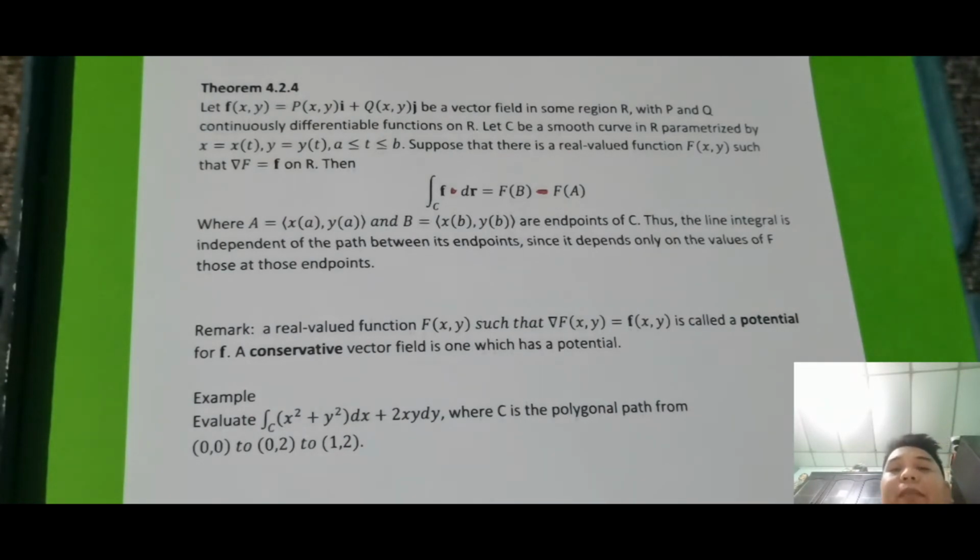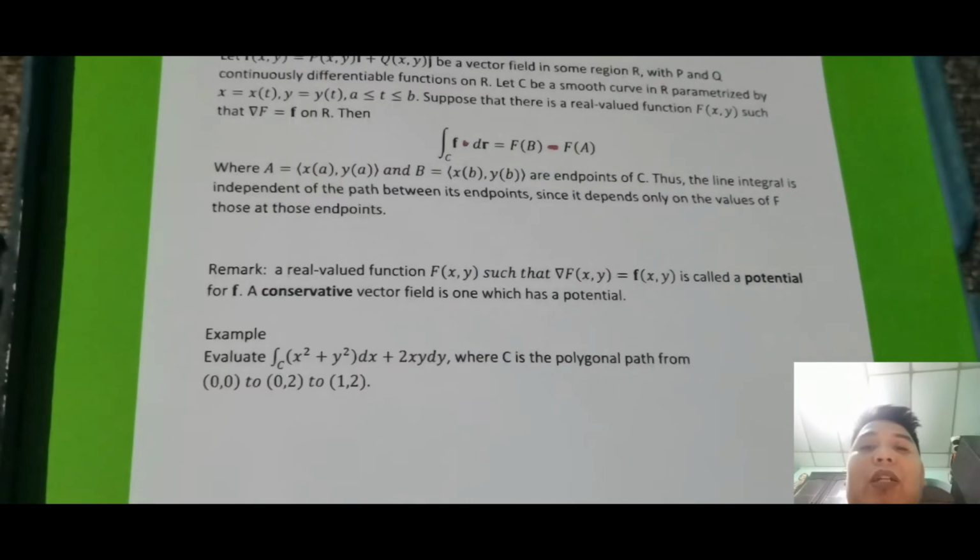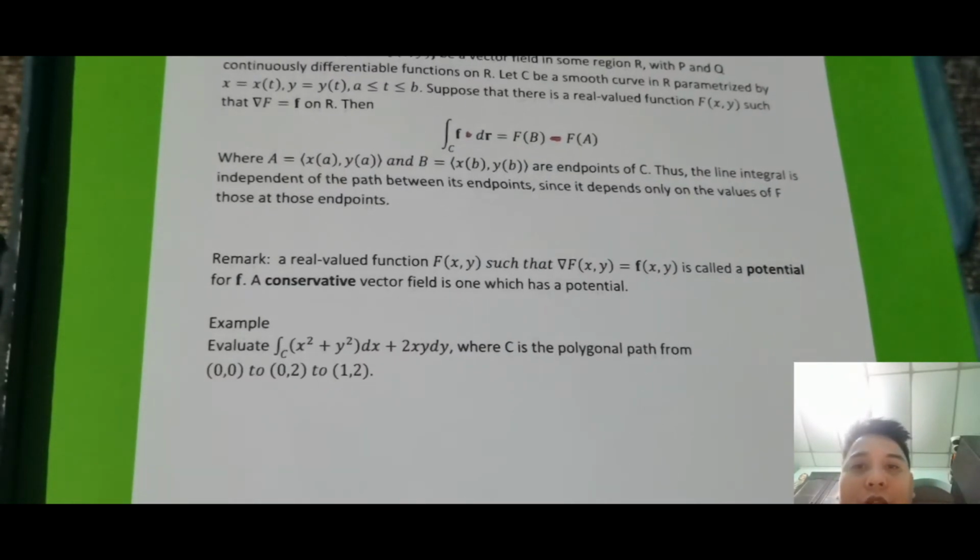So, now, let's have an example. So, balikan ulit natin yung example. Apply ko muna tong theorem na to. So, mamaya na yung potential saka conservative vector na yan. So, para makita nyo rin paano mag-solve at paano maghanap ng potential vector for f. So, let's have an example.